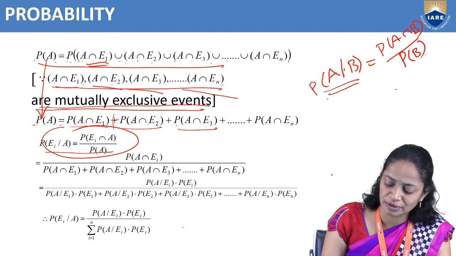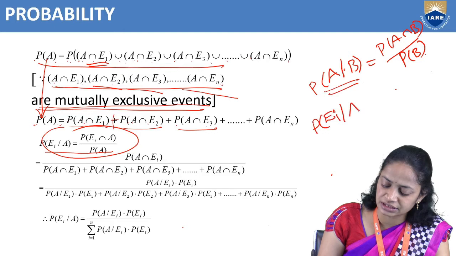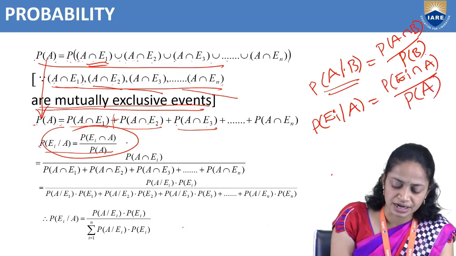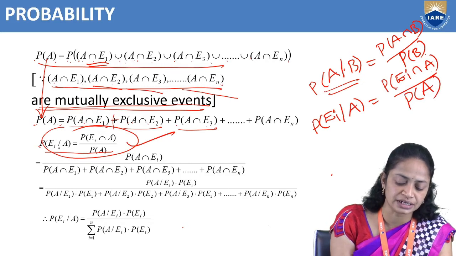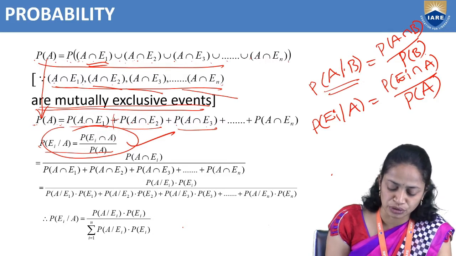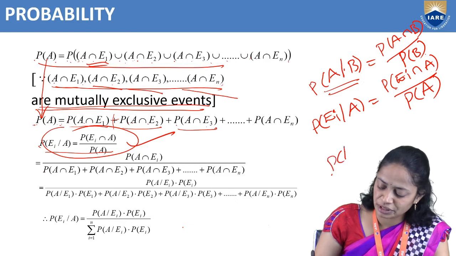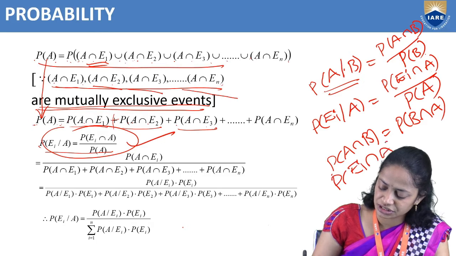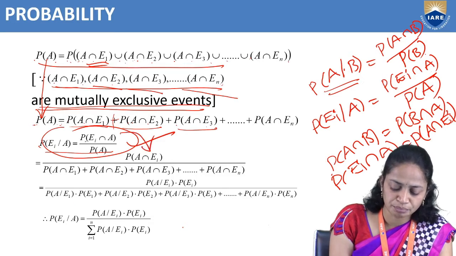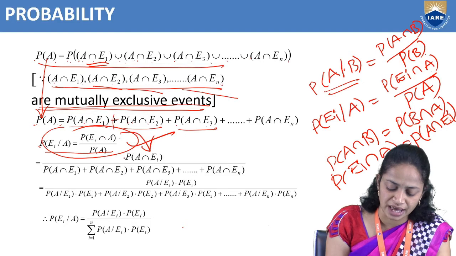So from the conditional probability formula, the probability of Ei given A equals P of Ei intersection A divided by P of A. We know that P of A intersection B is always equal to P of B intersection A. So P of Ei intersection A can be written as P of A intersection Ei.